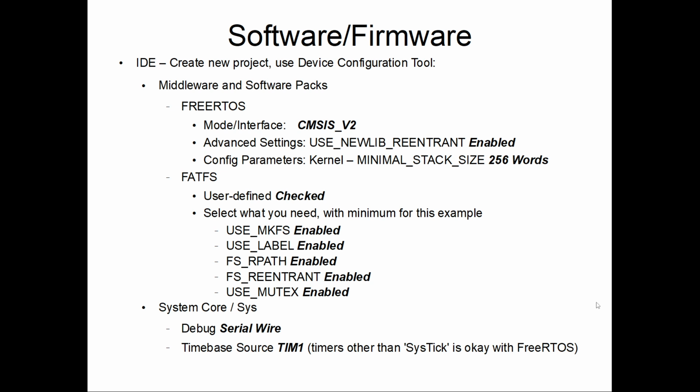And you get to pick which features you want. There's 4 or 5 of them here in particular. I want to make sure you have those. And then under system core, we're going to use serial wire debug, and we change the time base from SysTick to timer 1 because that's what they want. I'm not sure it's truly necessary, but okay.